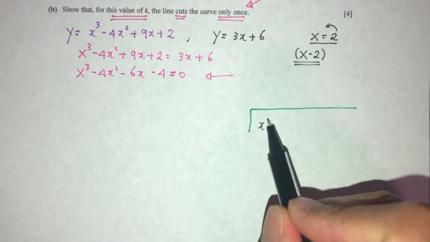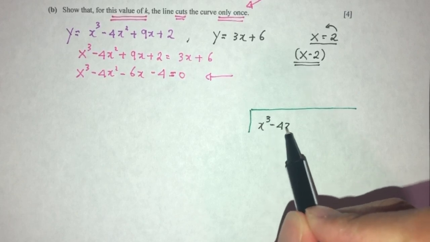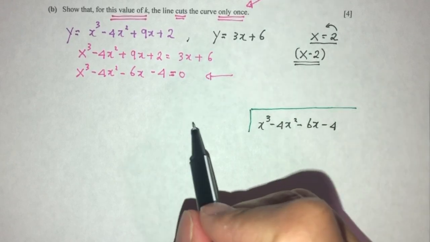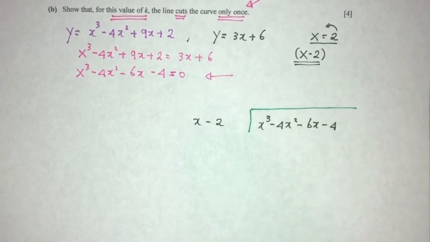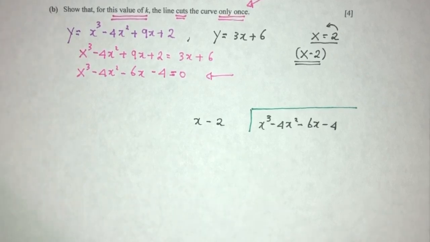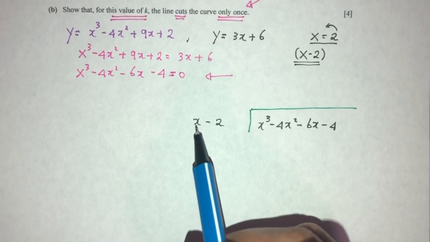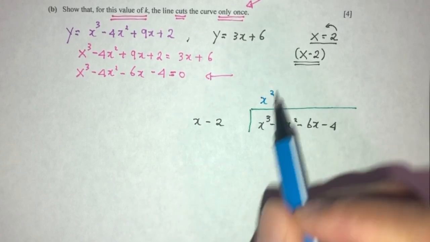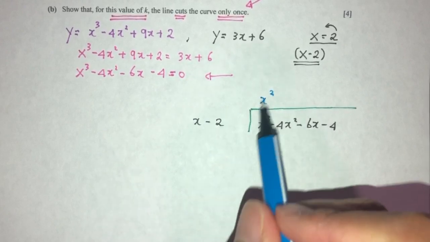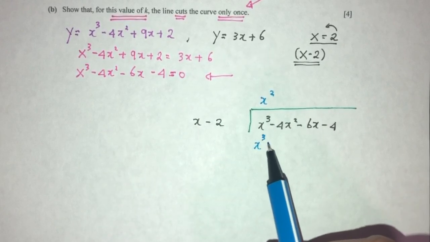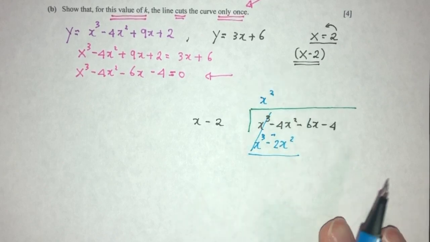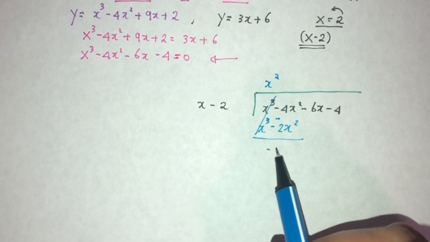That should become x power 3 minus 4x power 2 minus 6x minus 4 divided by x minus 2. Now, we expect the remainder here to be 0 because it is a factor. So let's try. How would you make x become x cubed multiplied by x squared? Now this whole thing times this, you will have x cubed minus 2x squared. This will go away. Minus 4 plus 2 should be minus 2x squared.